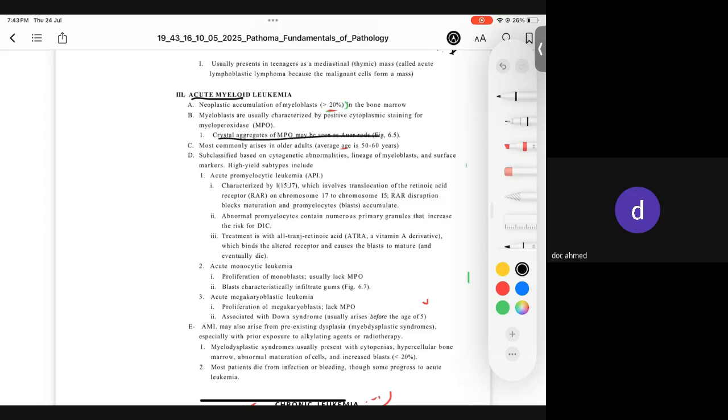A really important point: if you remember in DIC, I told you that we will be discussing that in our white blood cell module. These Auer rods can sometimes leak out of the cell.